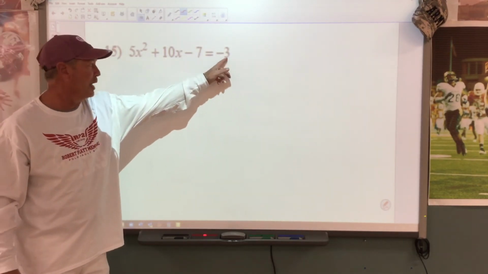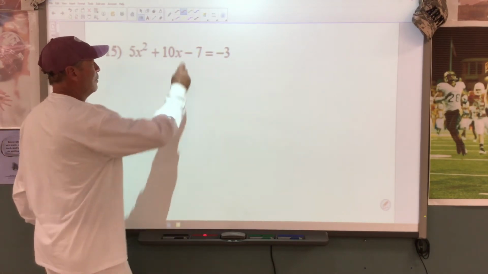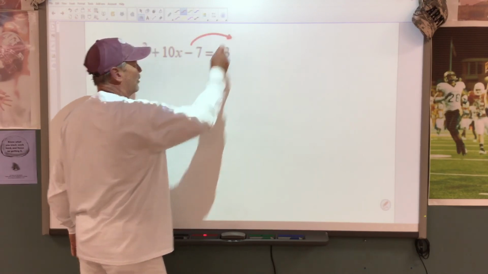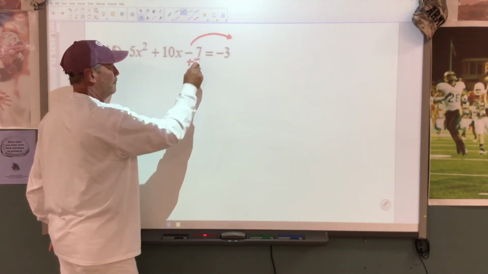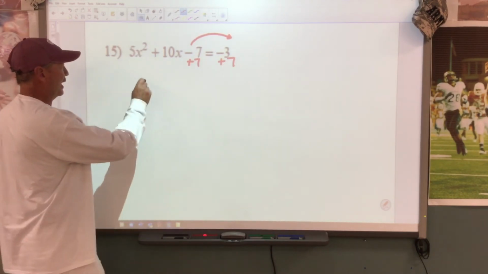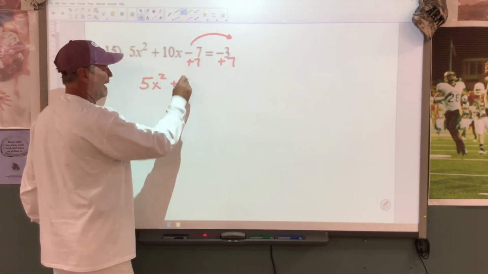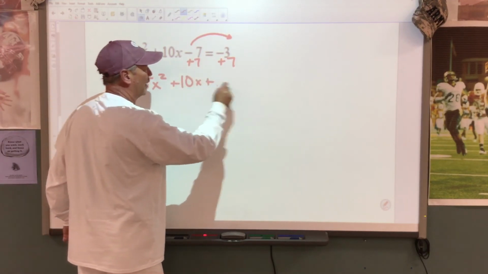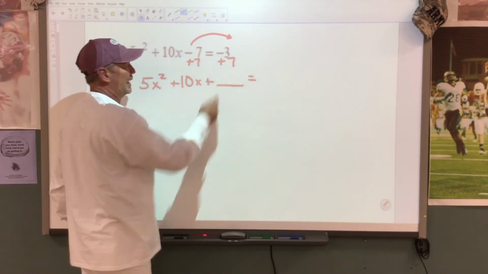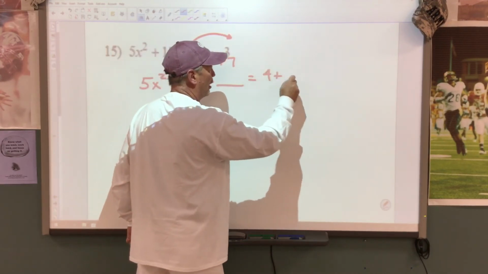Even though I do not have a 0 here, it's no reason to panic, just like the last problem. We're going to move the 7 to the other side. We're going to go plus 7 on both sides. That leaves me with 5x squared plus 10x plus blank equals 4 plus blank.